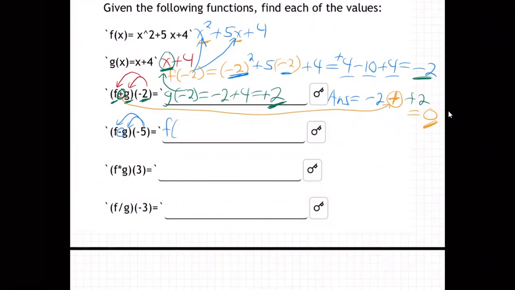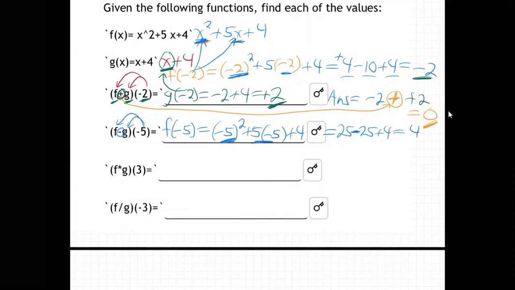So let's find out what is f of -5. I'm going to plug -5 into the f function here and here. That'll be, and you use parentheses whenever you plug into a function. Put parentheses around what you're plugging in. So I just plugged in -5. What do I get? That's 25 minus 25 plus 4, which is 4.